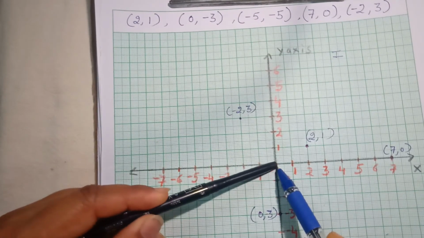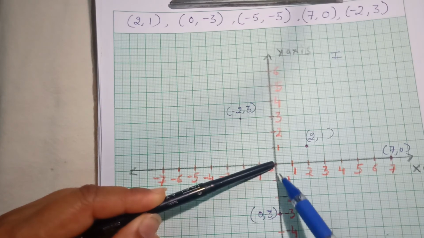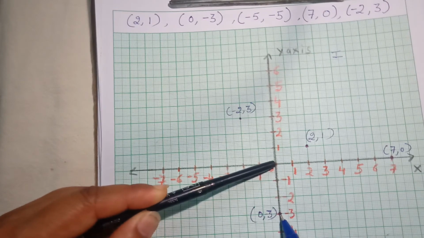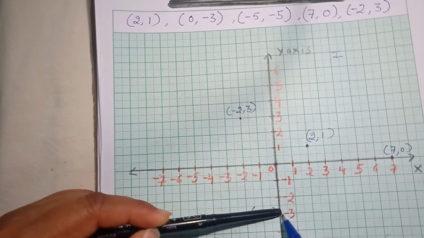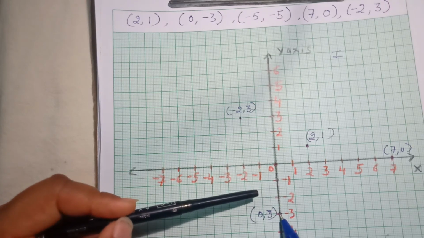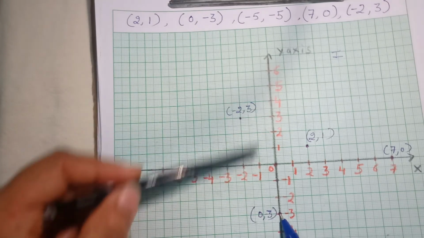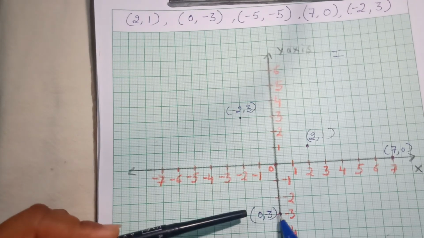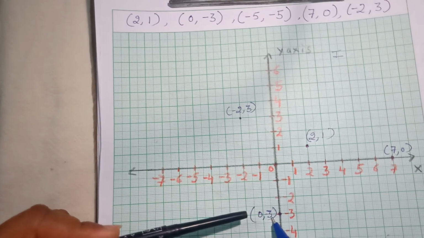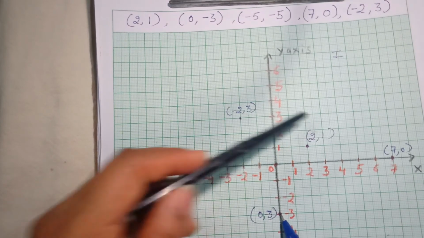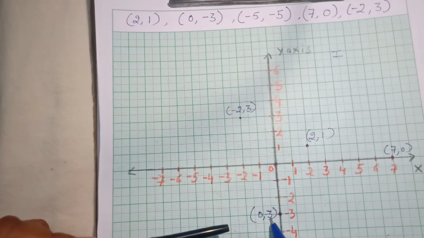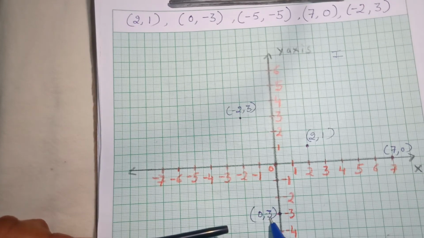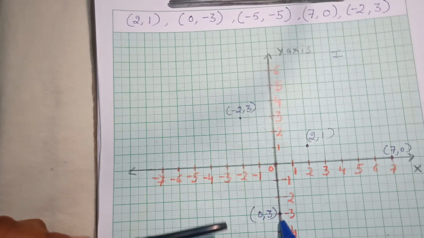So x is 0 and y is minus 3. So we will take 0 toward minus 3. They will intersect each other at this point at minus 3 only. So on this y-axis we will get the point 0, minus 3. It will not lie in any of the quadrants. It will lie on the axis. Why on the axis? Because the value of y is given. So it will lie on the y-axis.